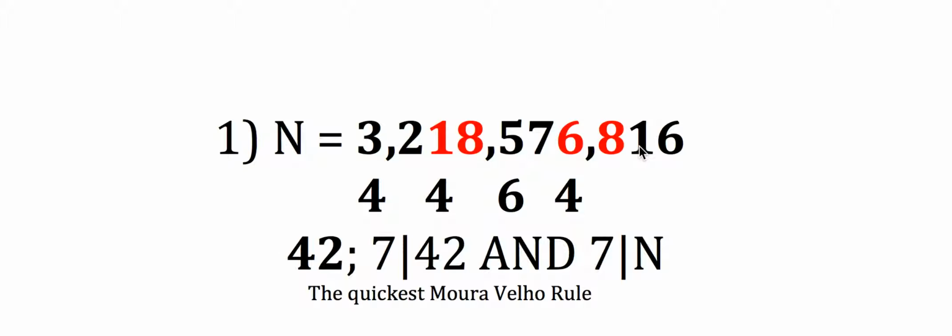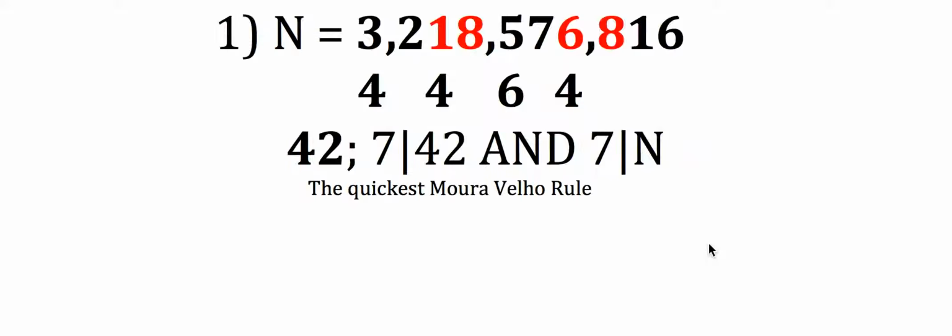16 to 21, 5 plus 6, 11 minus 7, 4, 48 to 49, 1 plus 5 is 6, 67 to 73, plus 1, 4, 48 to 49, 1 plus 3, 4, 42. 7 divides 42 and 7 divides n. This is the quickest Moura Velho rule.